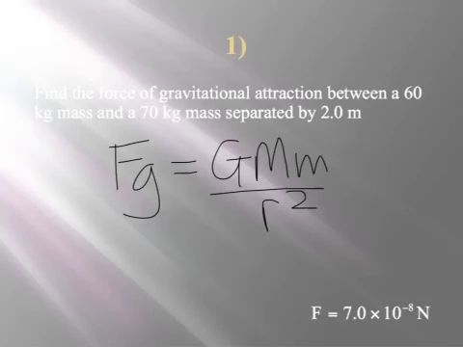And if you punch in the numbers correctly in your calculator, you should get 7.0 times 10 to the negative 8 newtons as your answer. If not, then you need to practice using your calculator because it is really that simple.